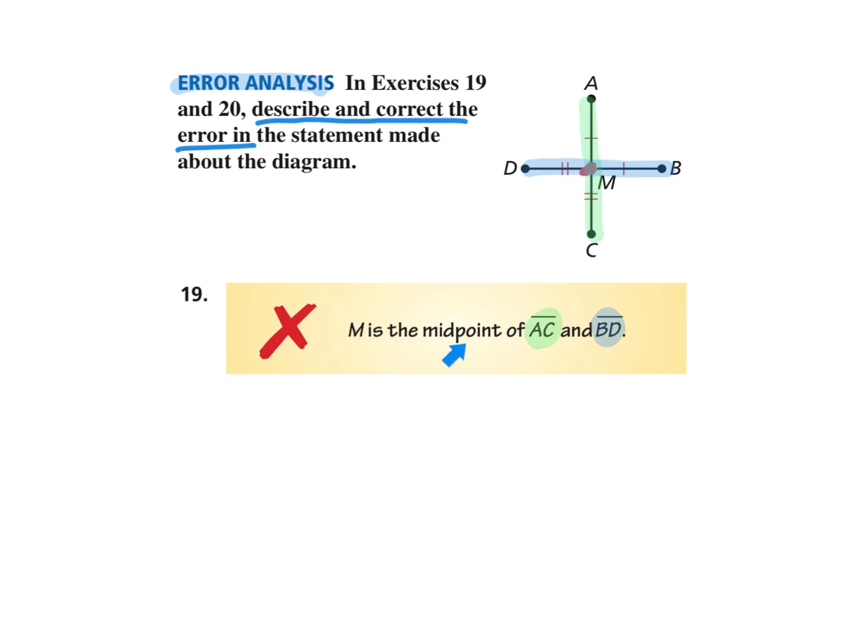If M was the midpoint of the blue segment, BD, then it would cut it into two congruent halves. But this has two congruent marks and this part has one congruent mark. That means they're not congruent to each other. So M is not the midpoint of the blue segment and M is not the midpoint of the green segment.